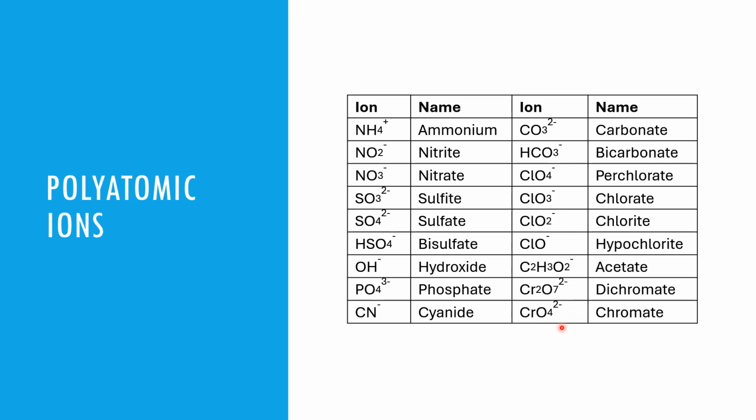Now for the naming of these, all we need to do is write the name when we identify that we have one. We don't need to change the ending like we do with the monoatomic anions. In this case, we just write the name. So if we see NO2, that's just nitrite. If we were to see ClO3, that would be chlorate.